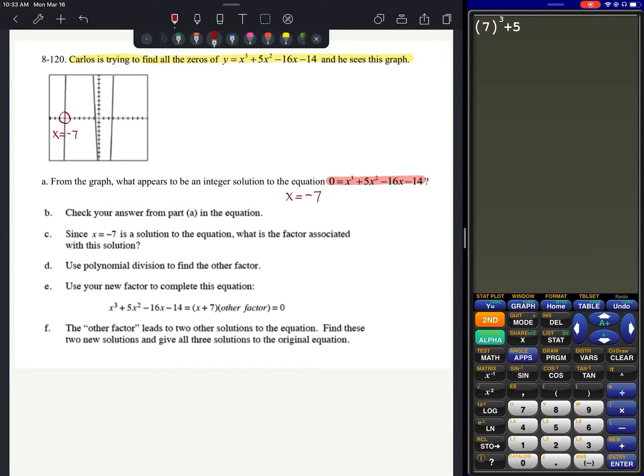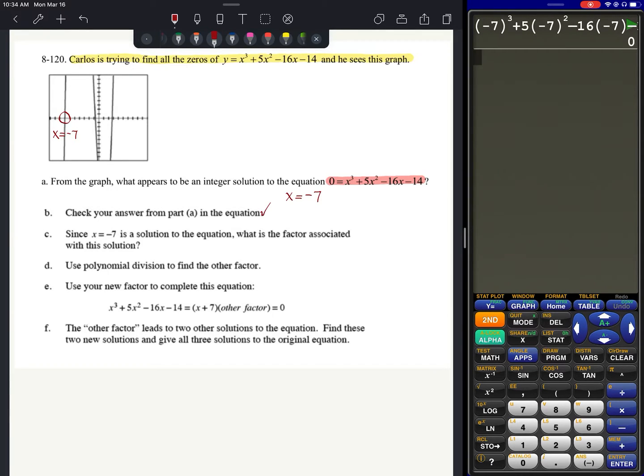5 times -7 squared, and then minus 16 times our x, which is -7. I need to put -7 into all these. Dang it. It's all right. It's as easy as second insert, put a negative in. If you didn't know how to do that, well, look, you already learned something today. All right, and then we've got minus 14 there, right? So I should get 0 if that really is an answer, and you'll see it is 0. So we've checked it there.